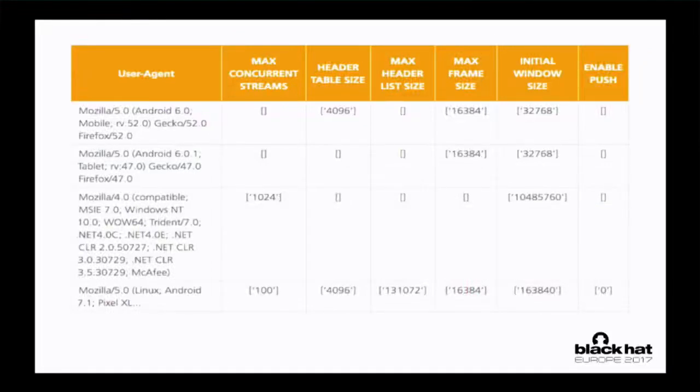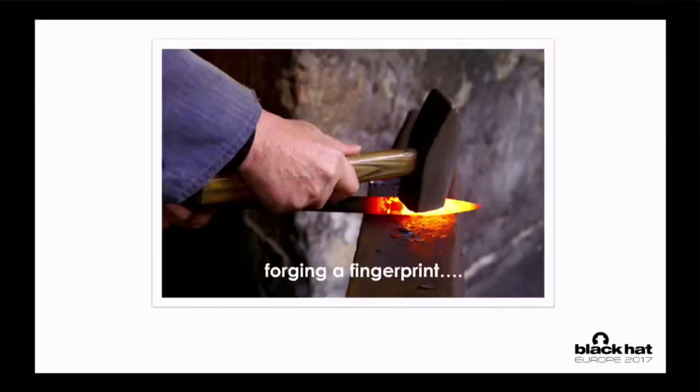I'm sorry, you don't see that very well, but you can see all of those 6 parameters here. And you can see that different clients, like Firefox 52 on Android 6, send different parameters than my Chrome on my Android Pixel XL. So we started plotting out this table, and next we moved on to forging a fingerprint.